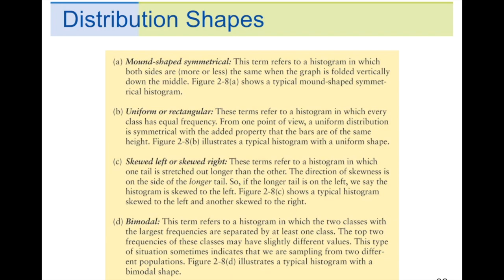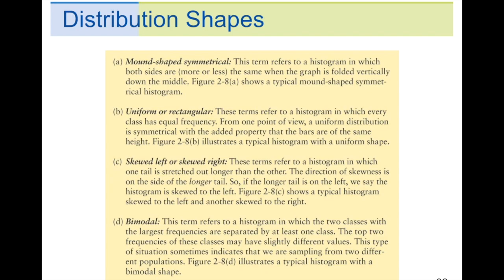Uniform or rectangular, those are where all the frequencies are exactly the same, and it just makes a rectangle. So no part of the histogram is bigger or smaller than any other part. For skewed left or skewed right, those are slightly different, but the same meaning. To be skewed is to have a tail at one side.